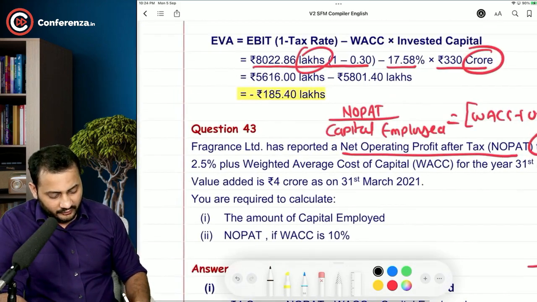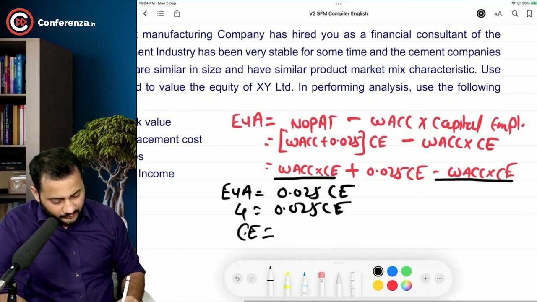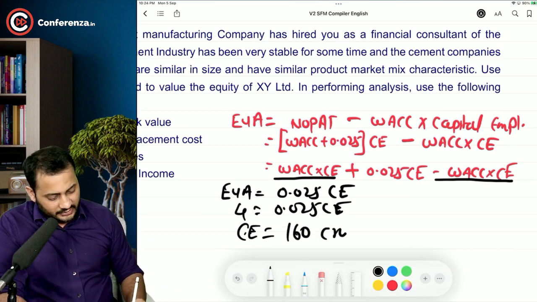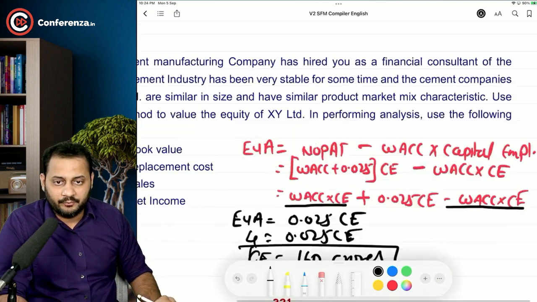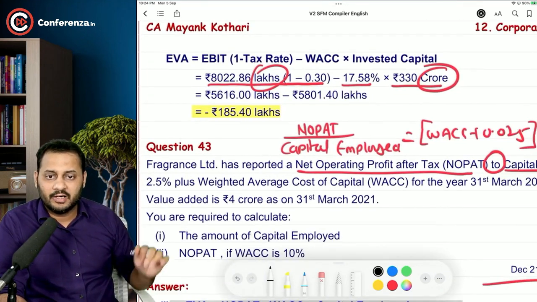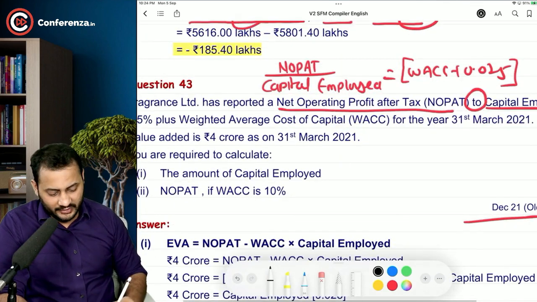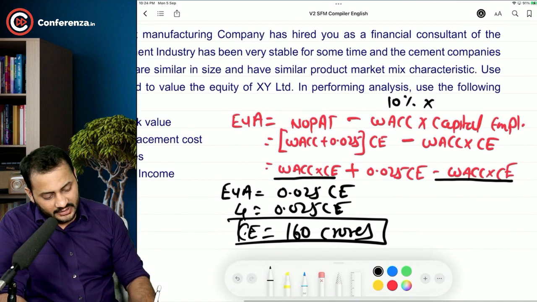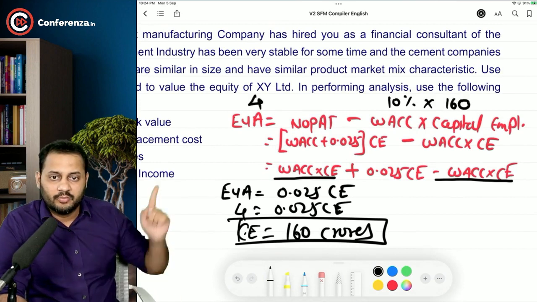And what is the amount of EVA? 4 crore. So 4 is equal to 0.025 into capital employed, and the capital employed will be 4 divided by 0.025. That's 160 crore. That's it. Okay. We have reached the capital employed part. Now they are asking us to calculate NOPAT if WACC is 10%. It's very easy, sir. WACC is 10%, capital employed is 160 crore. This is 4 crore. How much is the NOPAT?